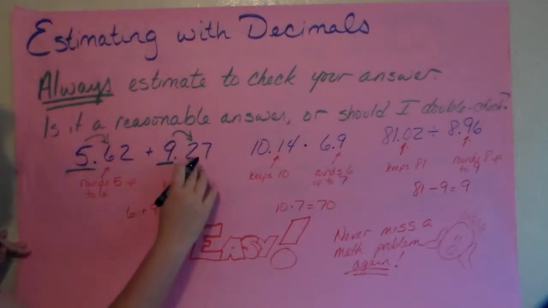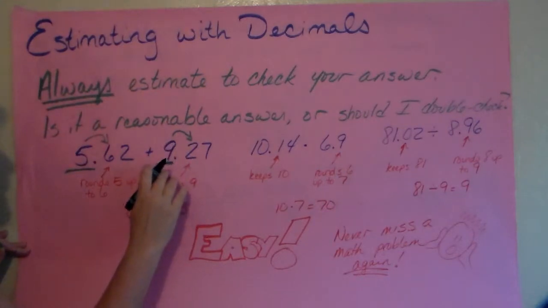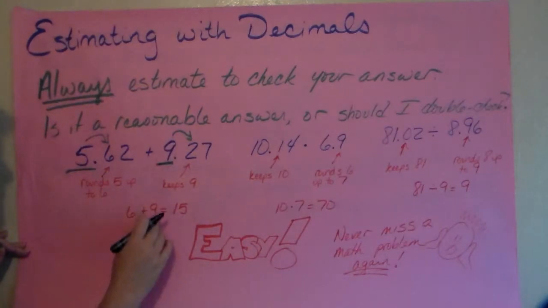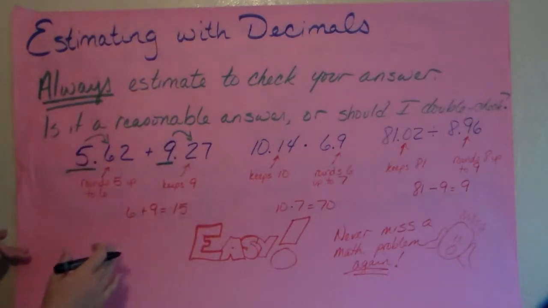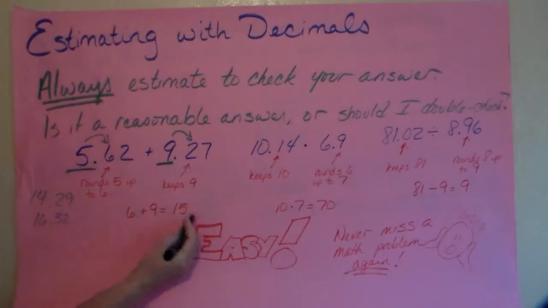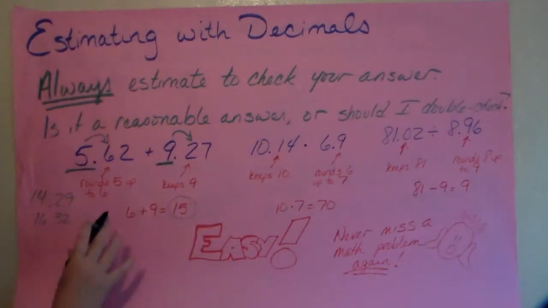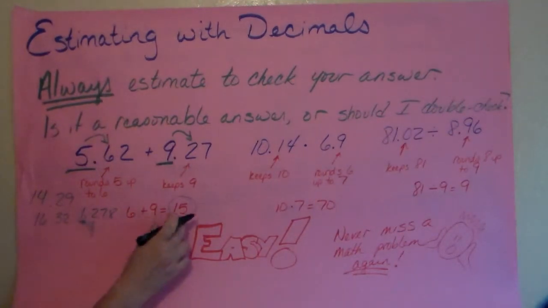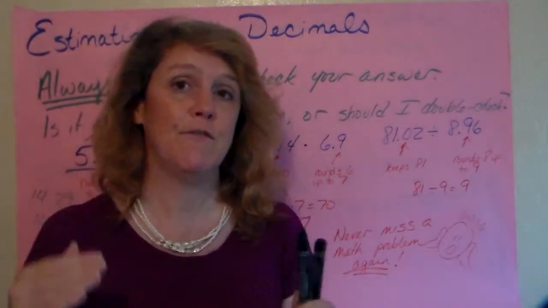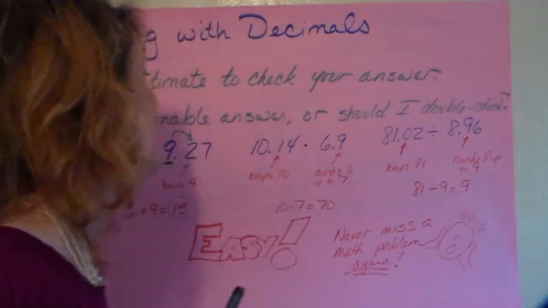The 2, I want to round off here. I'm going to look next door. The 2 does not round the 9 up. It keeps the 9 the same. So really, this is 6 plus 9. And that's 15. So when you add this up, if you end up with 14.29 or 16.32, that's great, because that's kind of around your 15. But if you end up with 1.278, you know that there's something wrong, because this is not about 15. And so now you can go back and say, okay, I did something wrong. I can fix it before it starts to count against me.